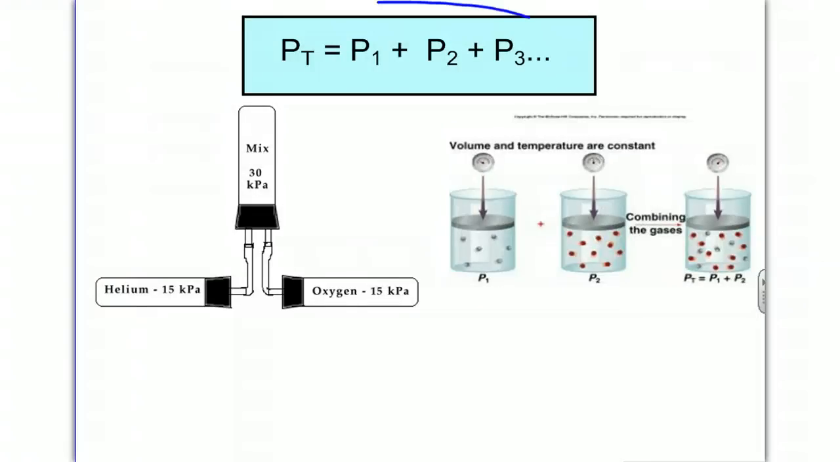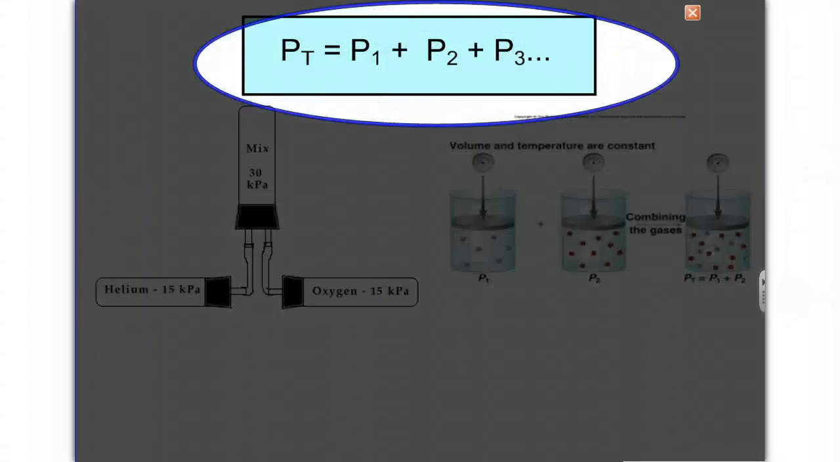And so our equation for Dalton's law is the total pressure, PT, equals the pressure of the first gas plus the pressure of the second gas plus the pressure of the third gas, etc., depending on how many gases are present.